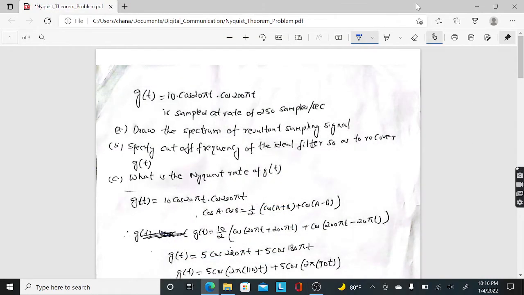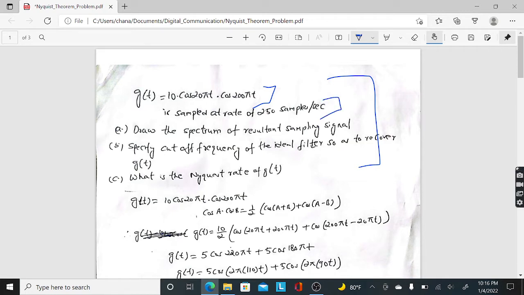Hi everybody. In today's video, we will be solving a problem on Nyquist theorem. So this is the problem. A signal g of t, which is 10 cos 20 pi t cos 200 pi t, is sampled at 250 samples per second. There are three parts of this problem.